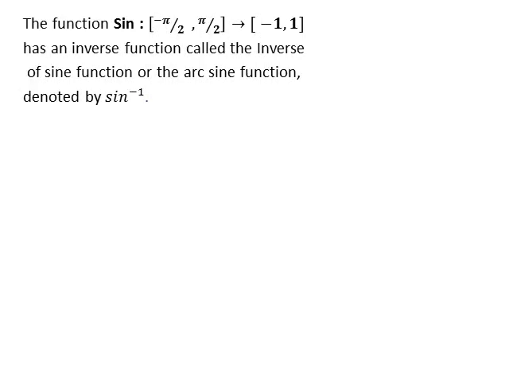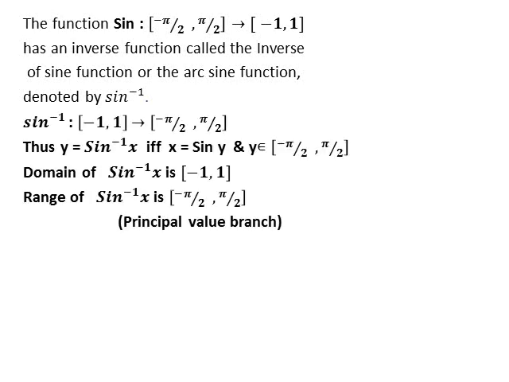So the sine function with domain as closed interval minus pi by 2 to pi by 2 and range as closed interval -1 to 1 is bijective, so its inverse exists. It is also known as arc sine function. So the inverse of sine function is defined from closed interval -1 to 1 to closed interval minus pi by 2 to pi by 2.